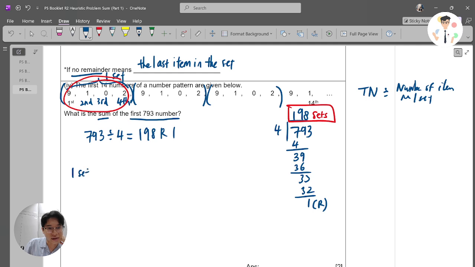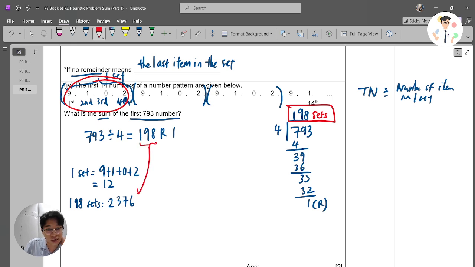Now, look at here. If one set is 9 plus 1 plus 0 plus 2, I get 10, 12. Then if I have 198 sets, what will be the total? What will be the sum? You just need to use your calculator. Use 198 times 12, and you'll get the answer 2376.